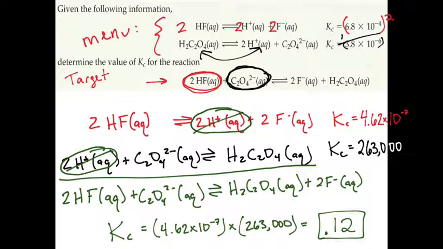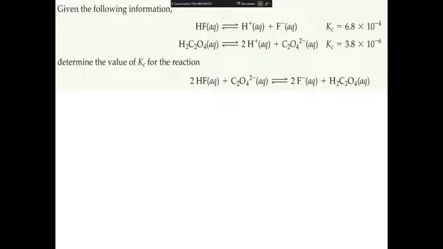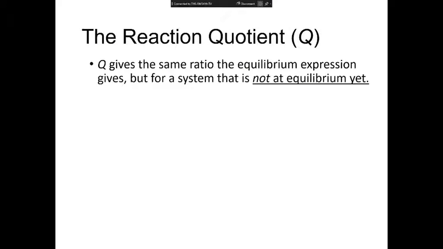All right, so that's dealing with that. The next couple of things we're going to deal with today are how we can use equilibrium constants when we're not necessarily at equilibrium yet. And the first way we're going to deal with that is something called the reaction quotient Q. That's what the bell ringer was about.